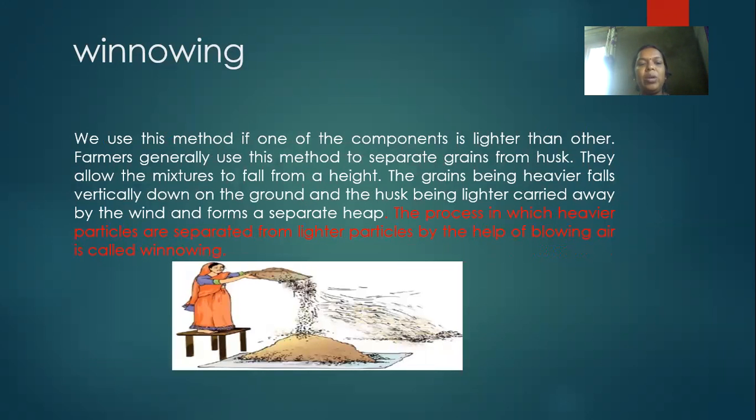Next one is winnowing. We use this method if one of the components is lighter than the other. Farmers generally use this method to separate grains from husks. They allow the mixture to fall from a height. The grain being heavier falls vertically down on the ground and the husks, being lighter, are carried away by the wind and form a separate heap. The process in which heavier particles are separated from the lighter particles by the blowing air is called winnowing.